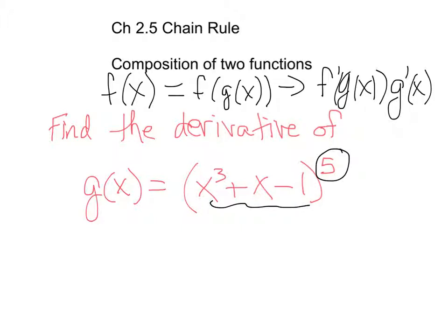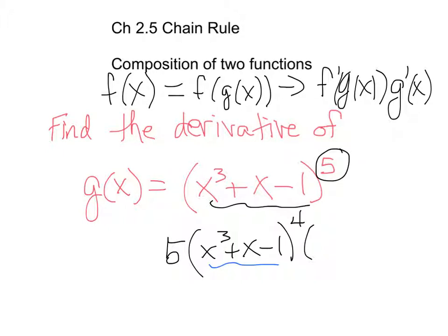So if we apply that to our function down here, this is the outside and this is the inside. The first thing we're going to do is take the 5 down and you leave the inside alone, and you subtract 1, so it's kind of just like the power rule. And then you have to do the inside. So the inside here is the power rule again, 3x squared plus 1.